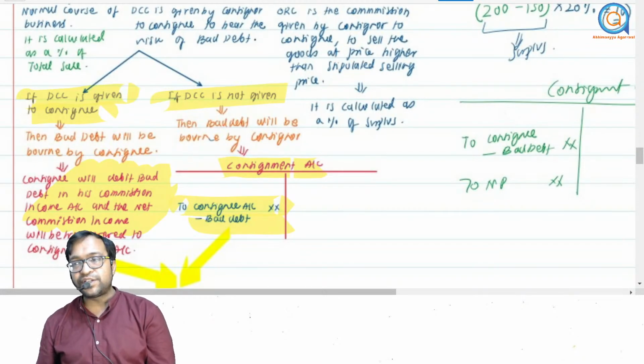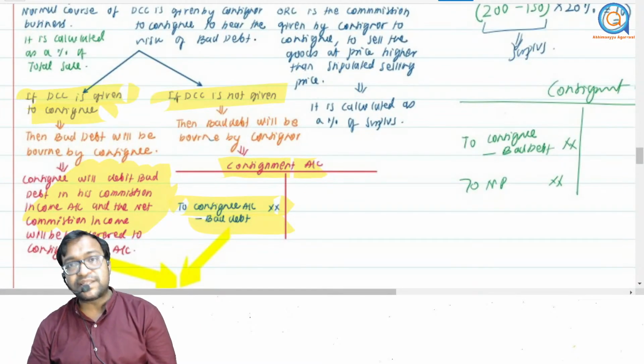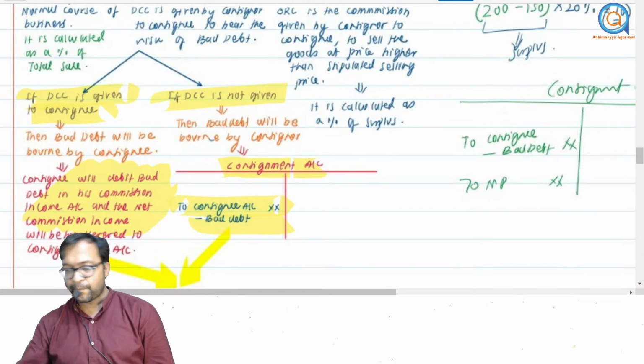What is overriding commission? Overriding commission is given by consignor to consignee to sell the goods at a price more than the stipulated selling price. Correct?